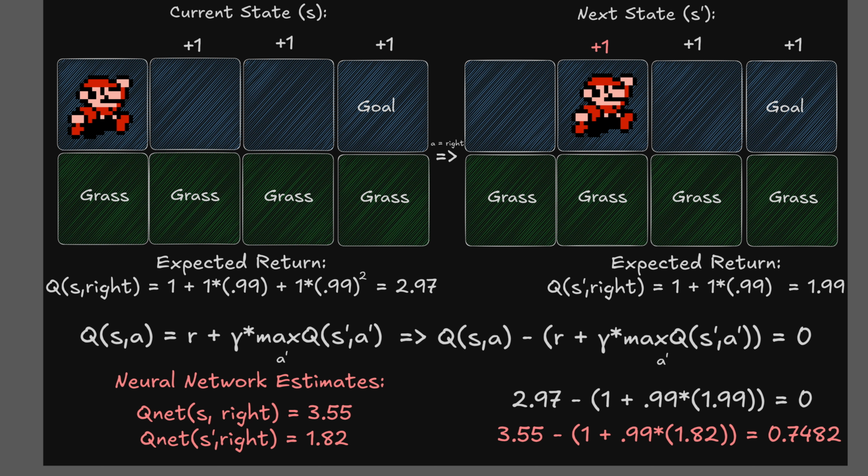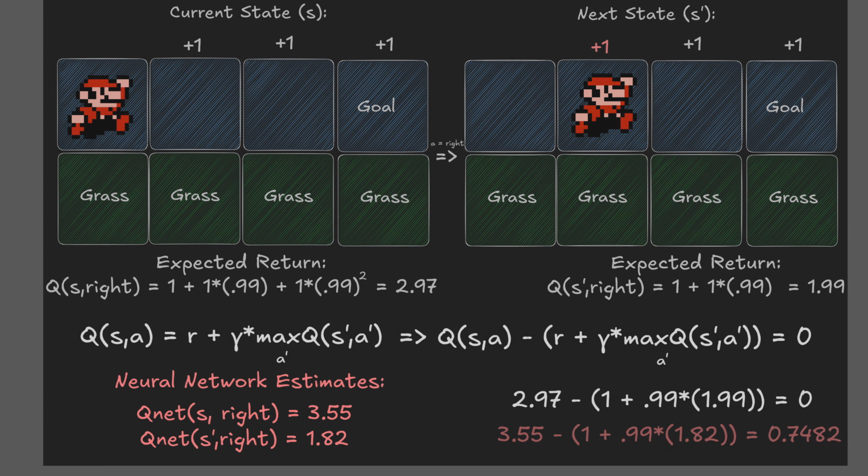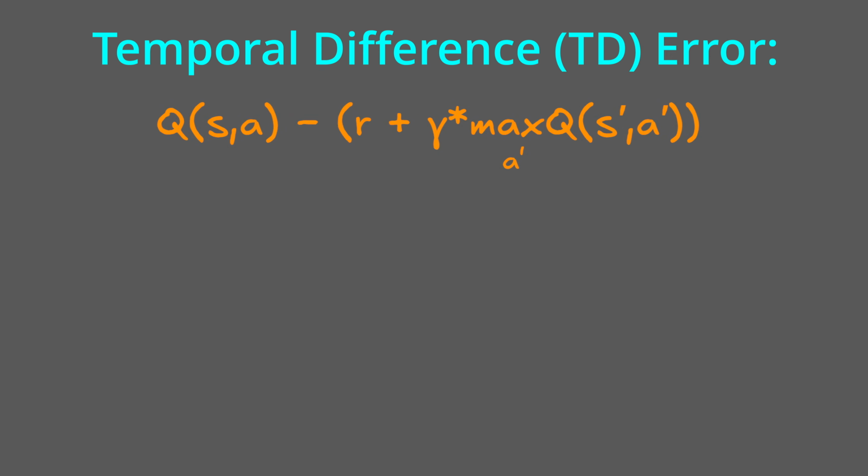Measuring how far apart this new value is from 0 gives us our error. This difference is called the temporal difference, or TD error. It's called temporal difference because we compare our prediction at the current moment to a target built using information from the next moment in time. The TD error itself is this equation we saw earlier. If this value is 0, our estimate was perfect. If it's large, our estimate was poor.